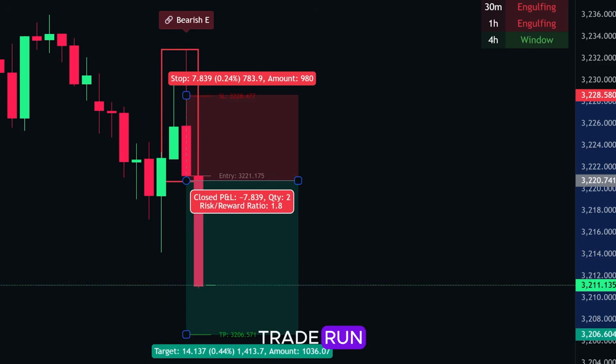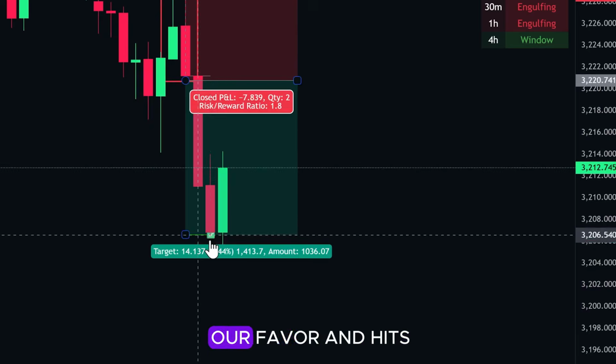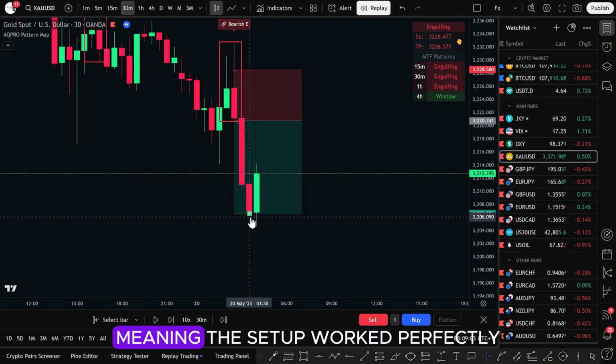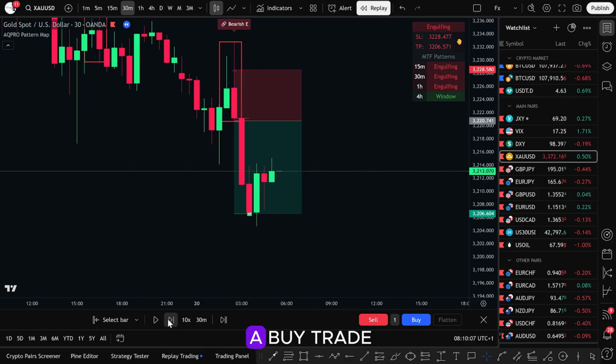If you let the trade run, you'll see price moving toward your take profit. In this example, the trade moves in our favor and hits take profit, meaning the setup worked perfectly and you're in profit now. Now let's look for a buy trade.